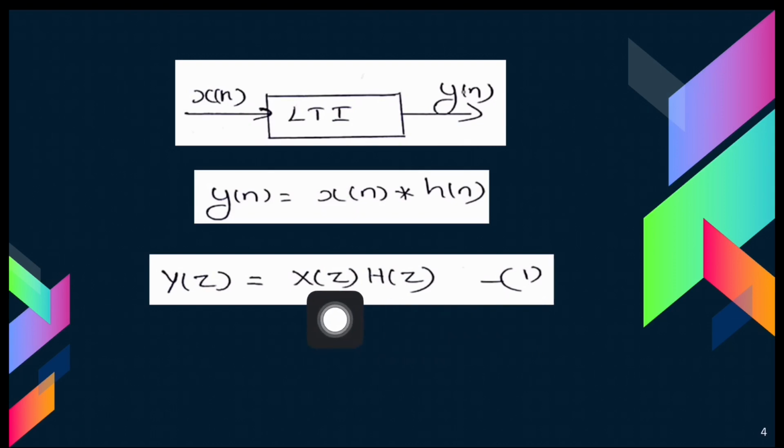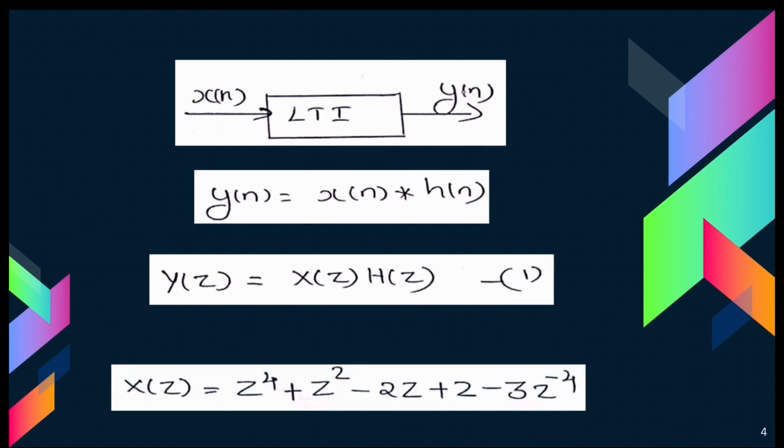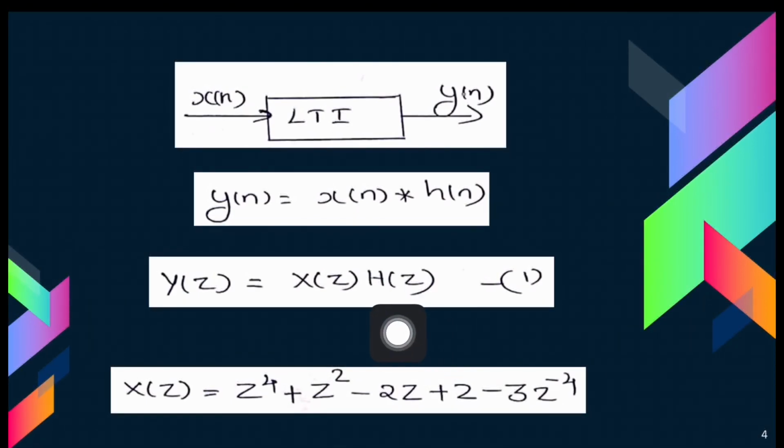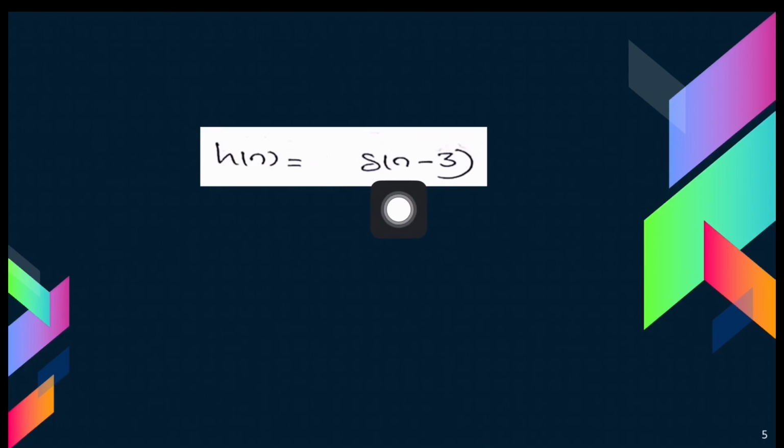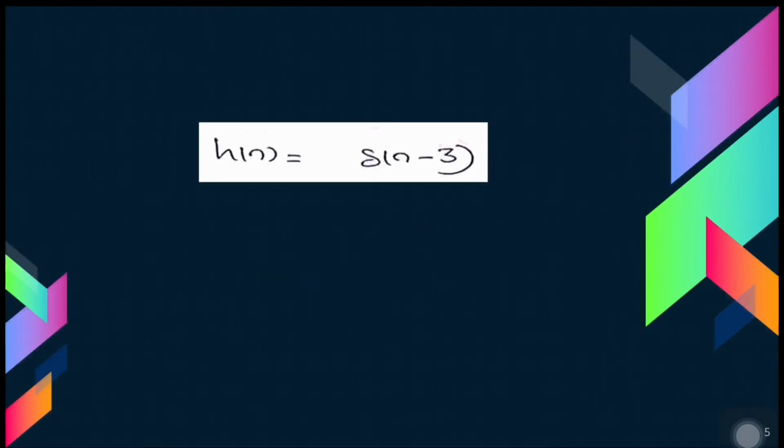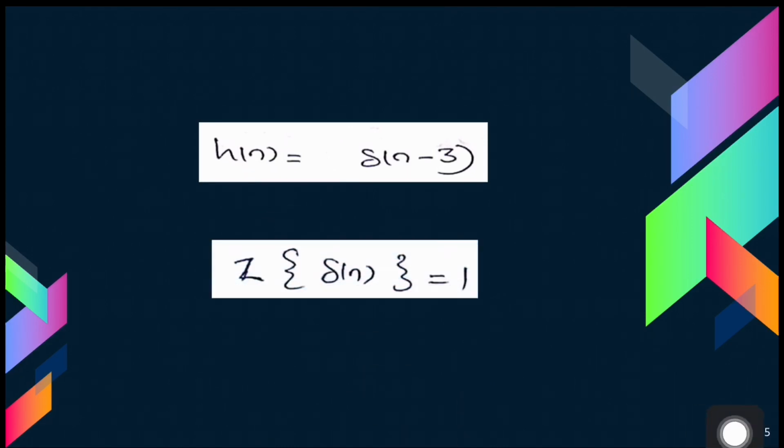X of z, the transform of input sequence x of n, is already given in the question as z raised to 4 plus z raised to 2 minus 2z plus 2 minus 3z raised to minus 4. So what about H of z? How can we find its value? In fact, the impulse response h of n is given in the question as 2 into delta of n minus 3. So now we are going to find the Z transform of h of n. As you know, the Z transform of unit impulse delta of n is equal to 1. From this, how can we find the Z transform of delta of n minus 3?